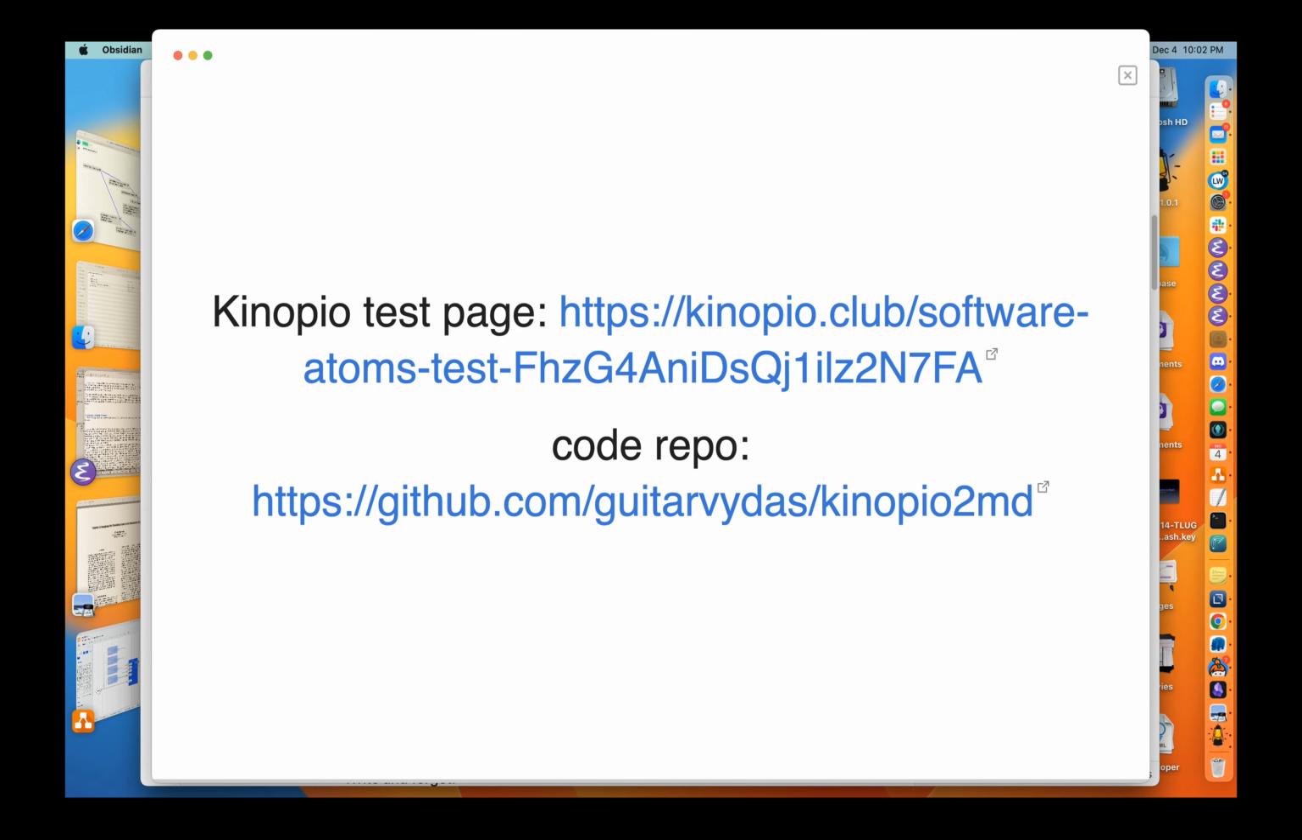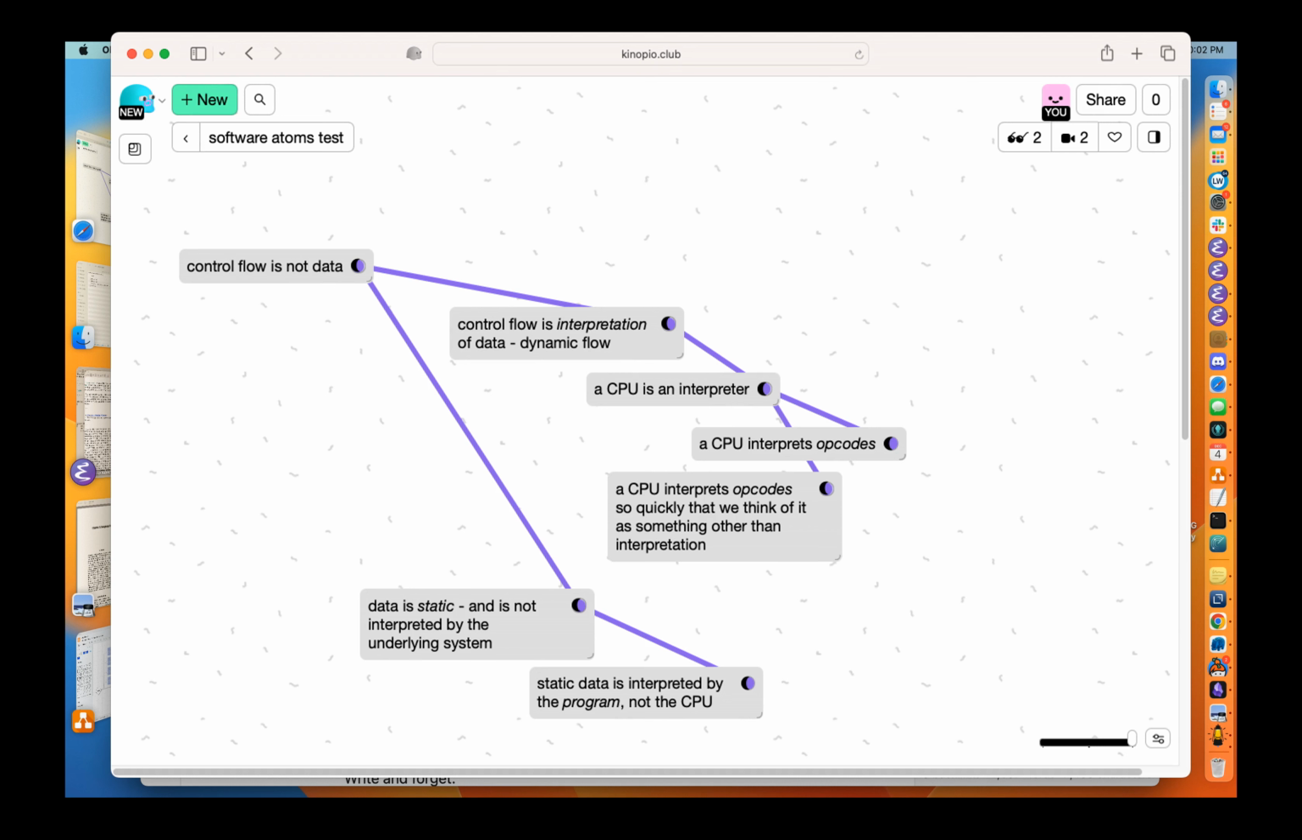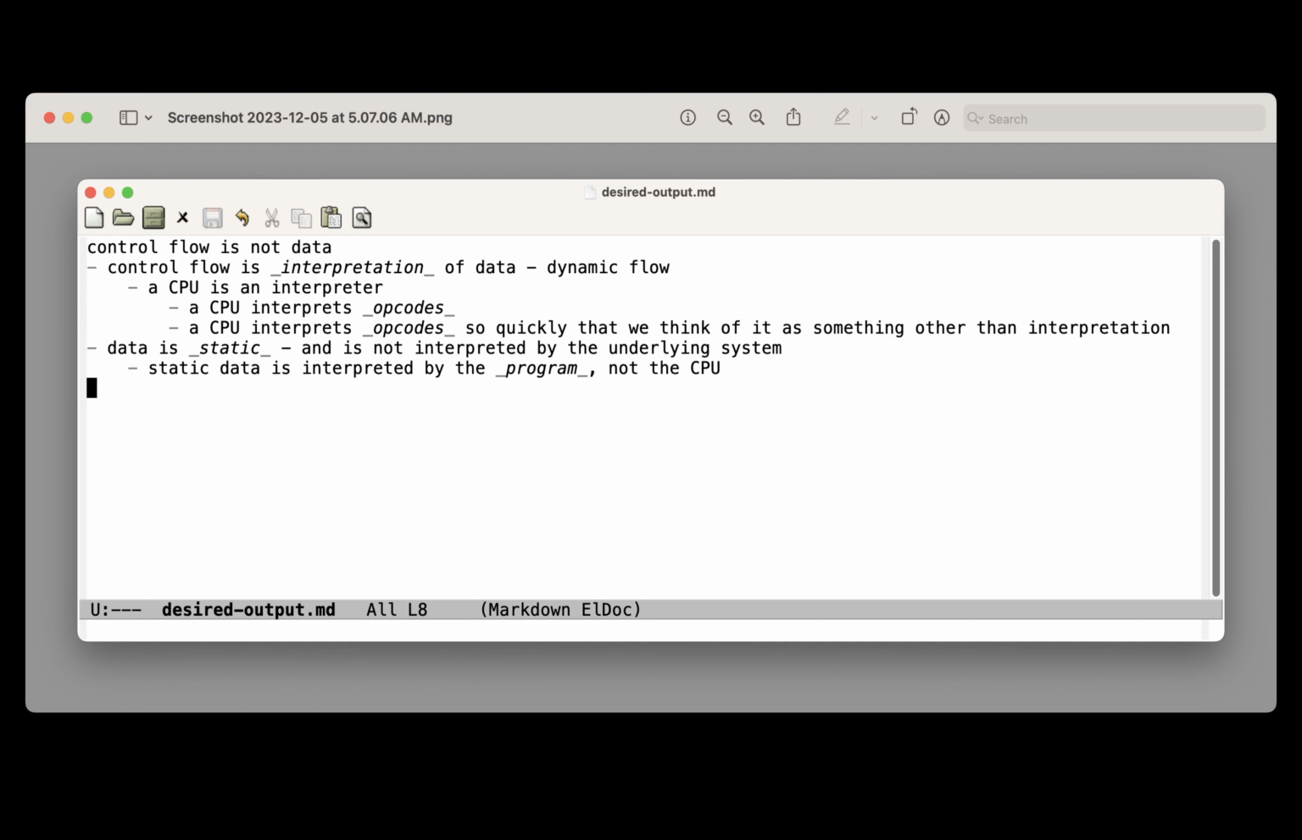Kinopio to Markdown. Status December 4th, 2023. The URL is in the README. It's public read-only. Basically, there's only several cards on this page. The main card has 2 branches. Each branch has a tree of sub-branches. The desired result is a Markdown file in point form, indented properly.